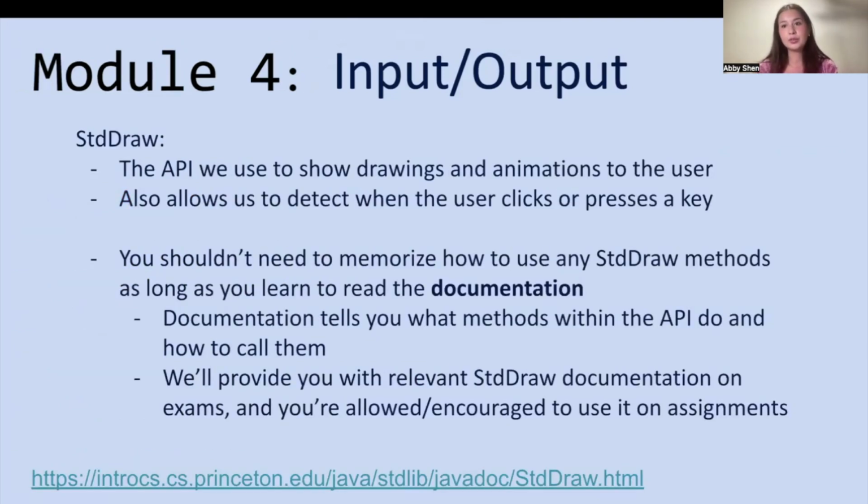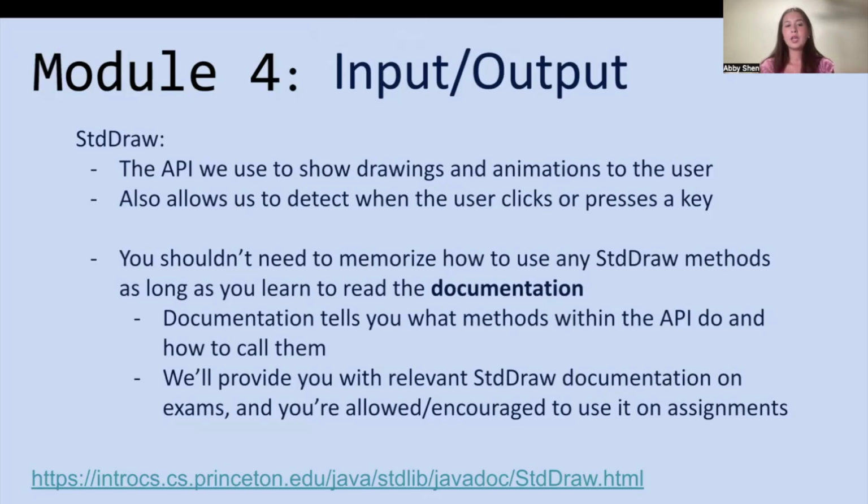So now to introduce a new one for this unit, Standard Draw is the API that we use to show drawings and animations to the user. This also allows us to detect when a user clicks down or presses a key. And these are both things that are really helpful in creating graphical user interfaces or user experiences, so you can get the basics of games going now that we have the standard draw library.